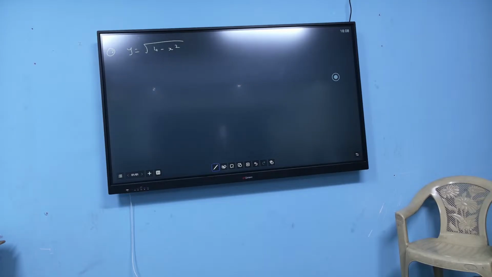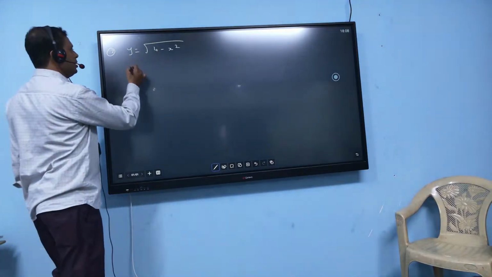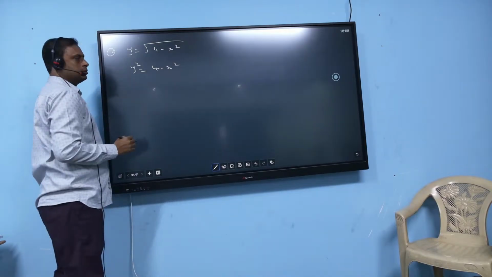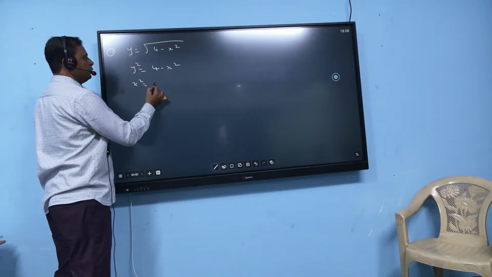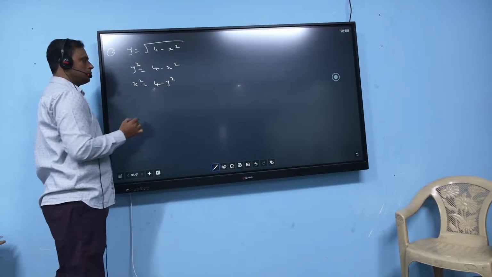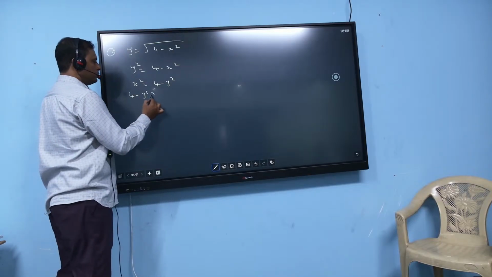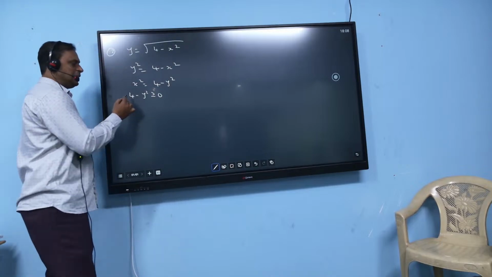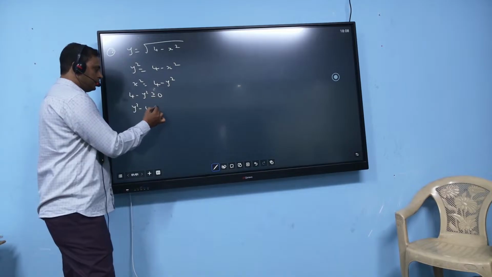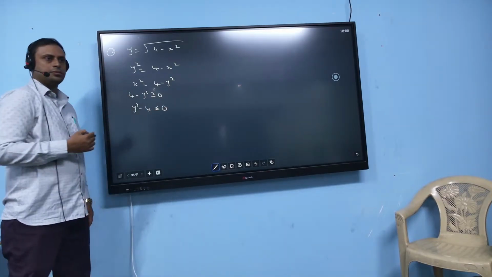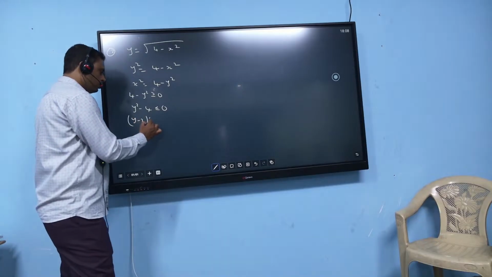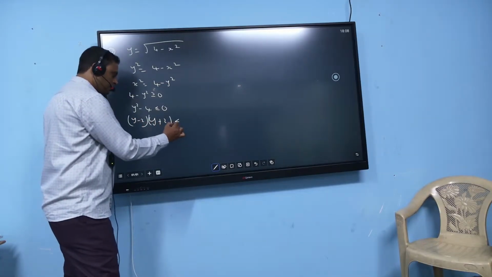See here, y square is equal to 4 minus x square. Correct? So x square is equal to 4 minus y square. We know that x square is greater than or equal to 0. So 4 minus y square greater than or equal to 0. Now I'll multiply by a minus sign, because I want it in this form, so the inequality will change. So this will become y minus 2, y plus 2 less than or equal to 0.